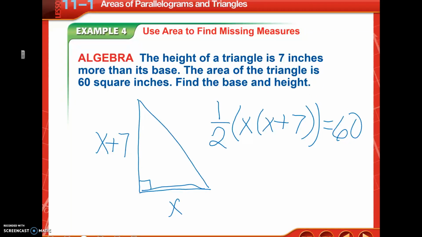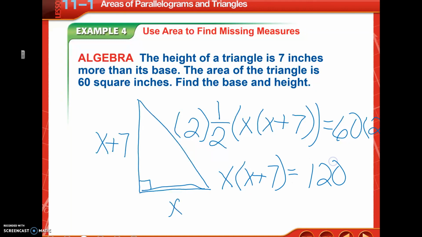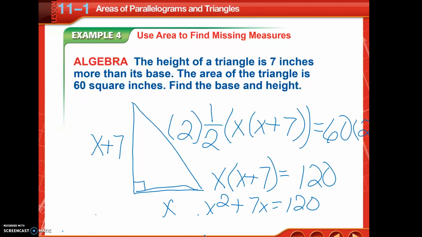So if I multiply by 2, that will get rid of the half. So I'm going to multiply both sides by 2. So you're going to have x times (x plus 7) equals 120, or x squared plus 7x equals 120. And if I subtract the 120 over, I get x squared plus 7x minus 120 equals 0.